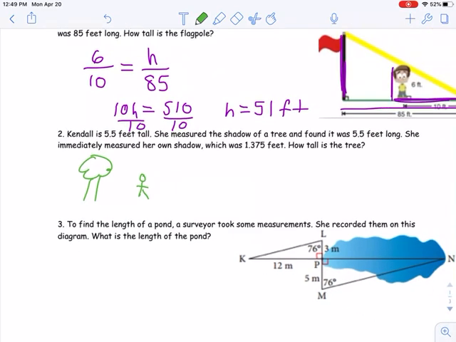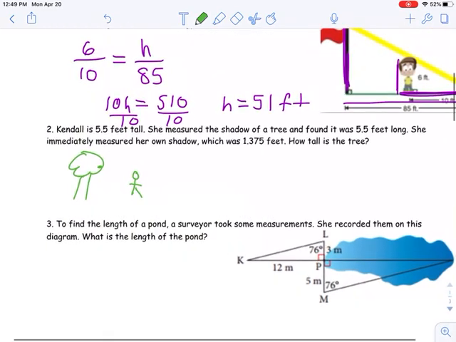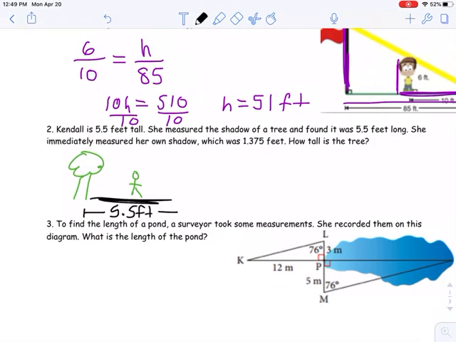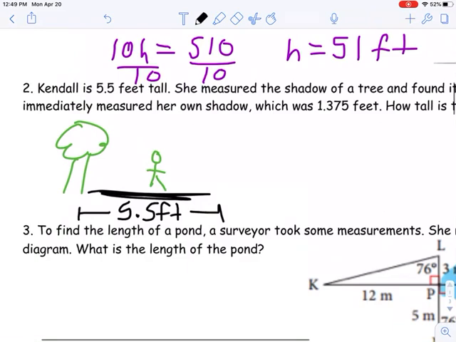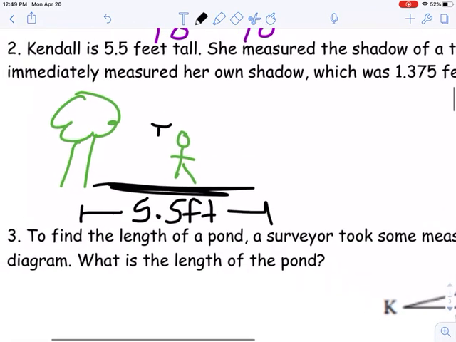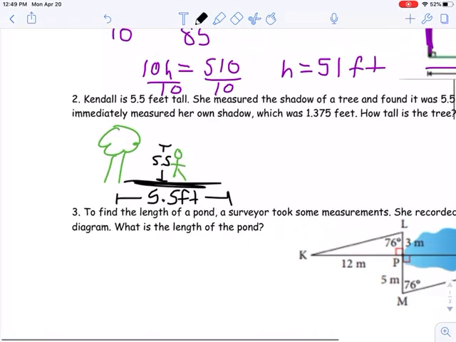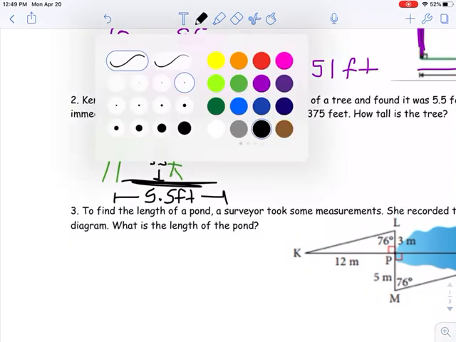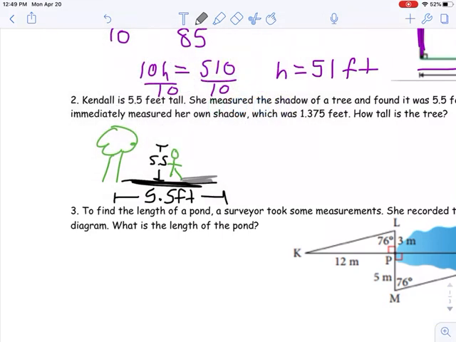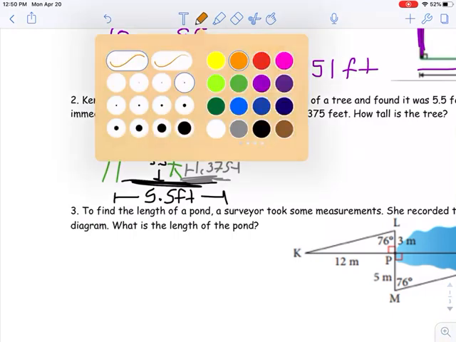She measured the shadow of a tree and found it was 5.5 feet long. So this is the shadow of the tree. It was 5.5 feet long. Kendall was also 5.5 feet tall. As you can tell, I even drew this to scale. That's how good of a drawer I am. Kendall's own shadow was 1.375 feet long. How tall is the tree?